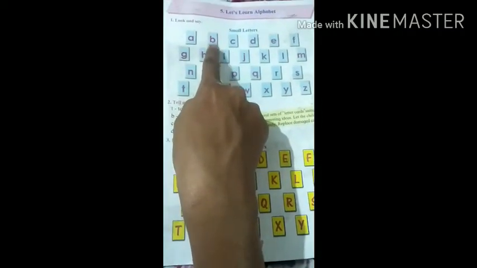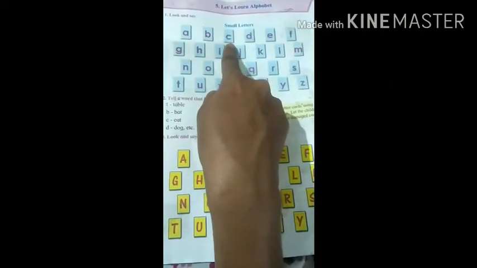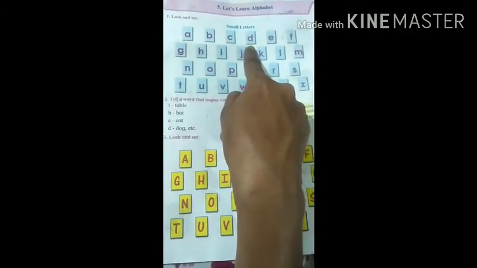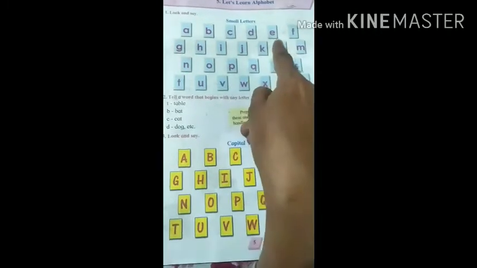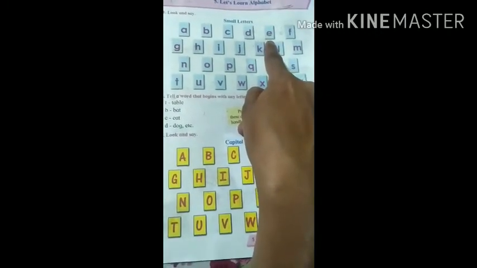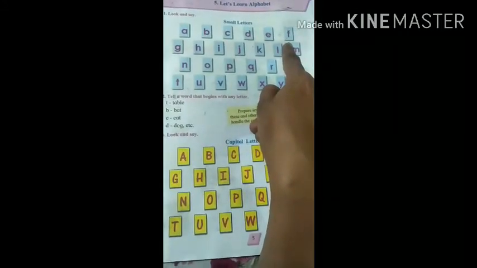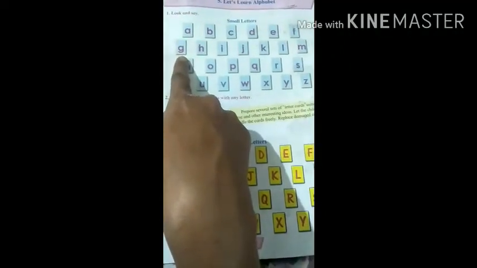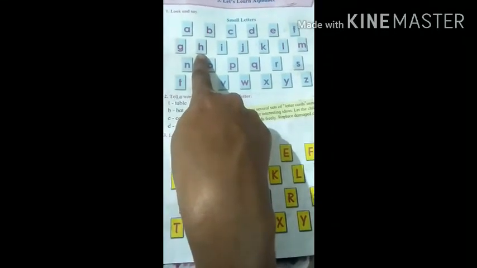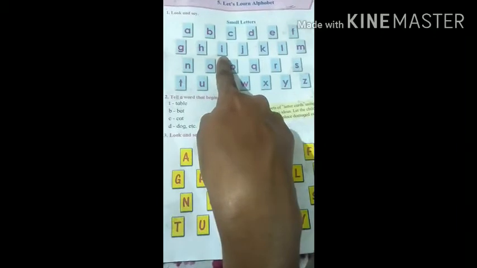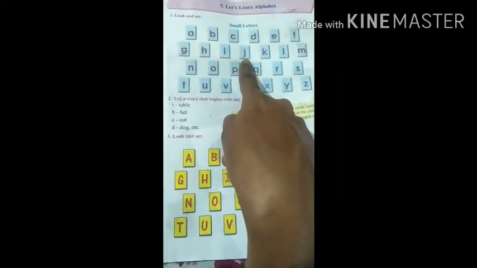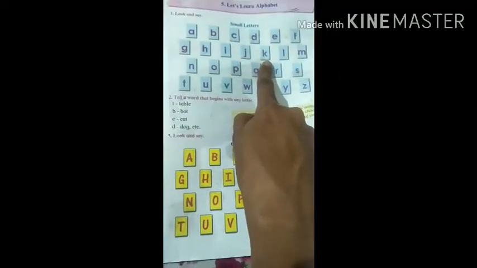Small b, small b. Small c, small c. If you have a textbook, you also put your finger like this and repeat after me. Small d, small d. Small e, small e. Small f, small f. Small g, small g. Small h, small h. Small i, small i. Small j, small j. Small k, small k.